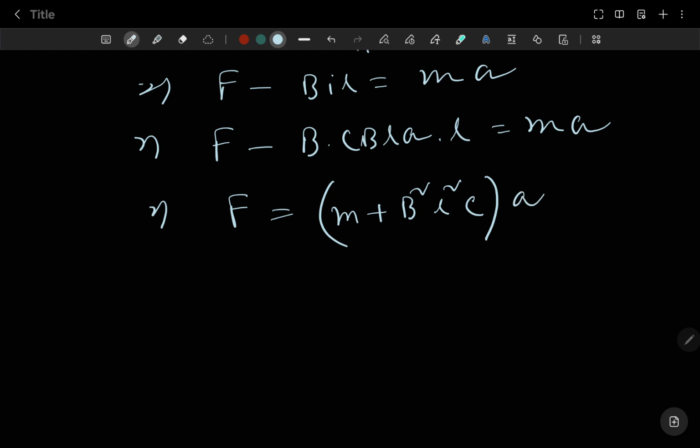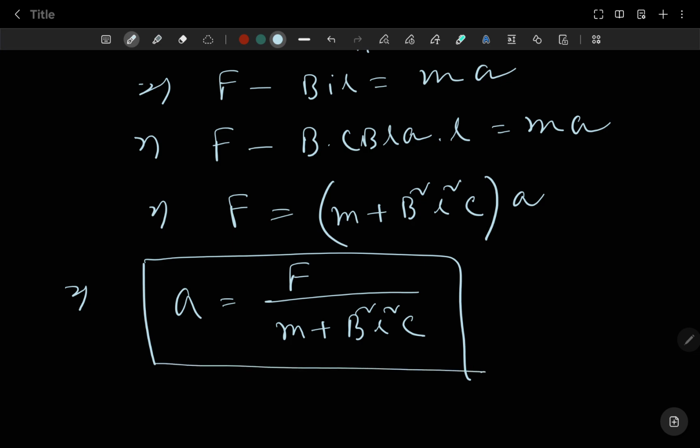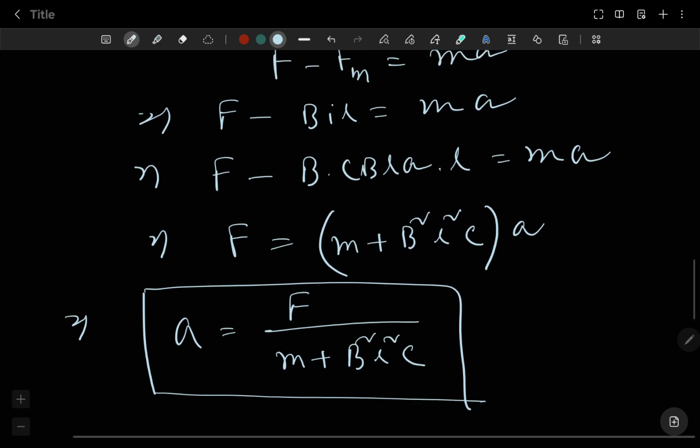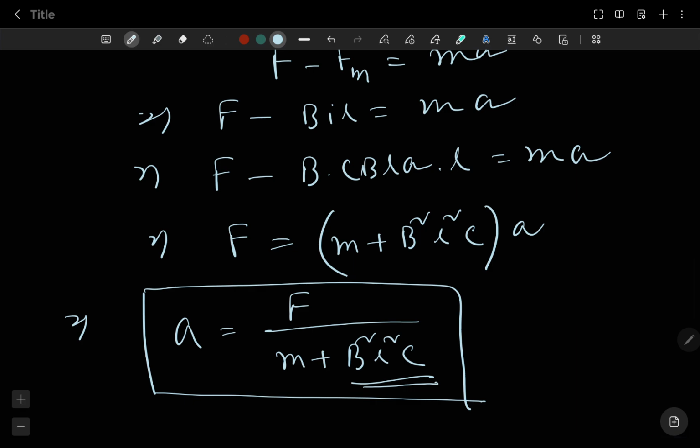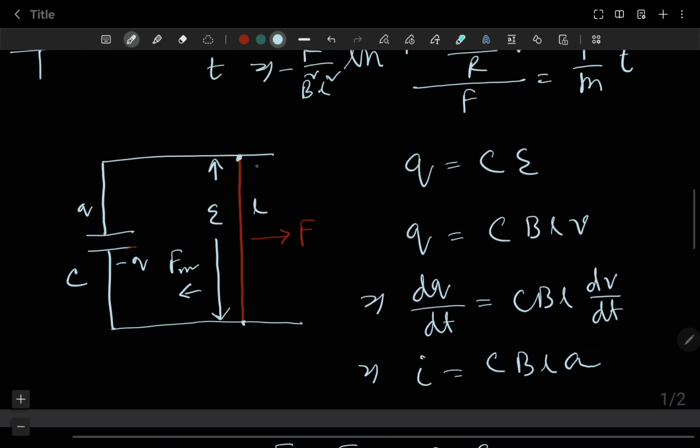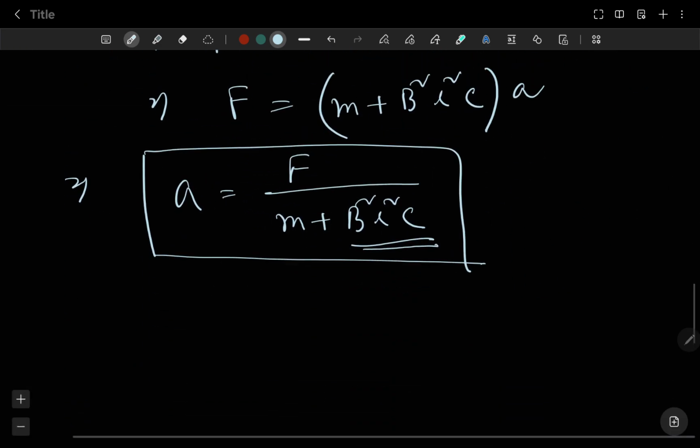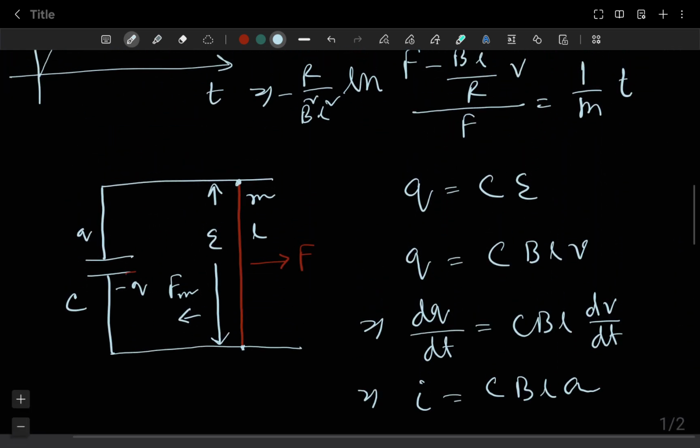Okay, so the acceleration of the rod in this case will be given by the force F by M plus B square L square C. Okay, fine. So this term will act as an extra mass to this rod. The mass of this rod is M, but this term will act as an extra mass. The rod will be harder to move. You have to pull it by the force F, because of this Lorentz force, against this Lorentz force you have to pull it, right? Clear?